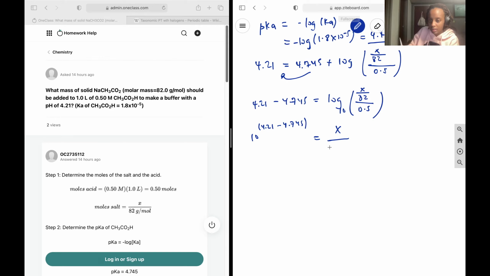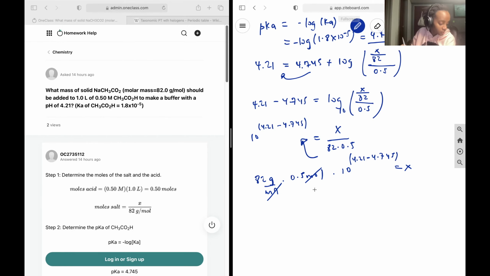And we can just rewrite this as 82 times 0.5, and then we just drop that over here. So 82 grams per mole, this is unitless, times 0.5 moles, so these two cancel, times 10 to the power of 4.21 minus 4.745 is equal to x. And this is going to give us a final answer of 11.96 grams is equal to x. So you need to add 11.96 grams of this solid in order to make a buffer with a pH of 4.21, given all of these conditions.